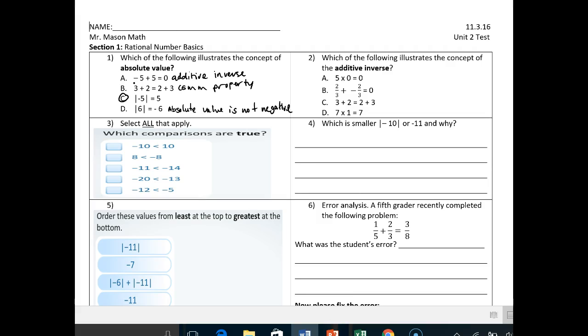Number 2, which of the following illustrates the concept of the additive inverse? The answer choice this time is B. A is the zero product property. B, we already said, is the additive inverse. C again is the commutative property. And D is the identity property of multiplication.